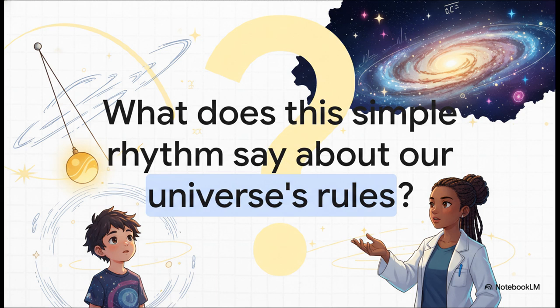So that kind of leaves us with one last big idea to chew on. We call it simple harmonic motion. But the fact that this one pattern shows up everywhere, from a bouncing spring in your hand to the behavior of light from a distant star, well, it suggests something pretty profound. It suggests that maybe the fundamental rules of our universe aren't chaotic or complicated, but are instead based on an incredibly elegant, simple, and rhythmic foundation. A huge, cosmic idea, all hidden away in something as simple as a swing.